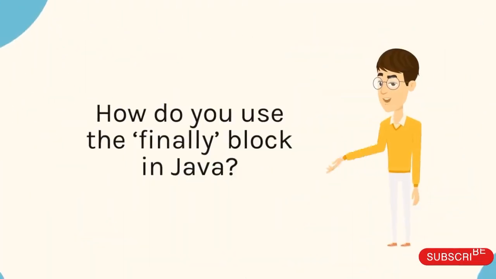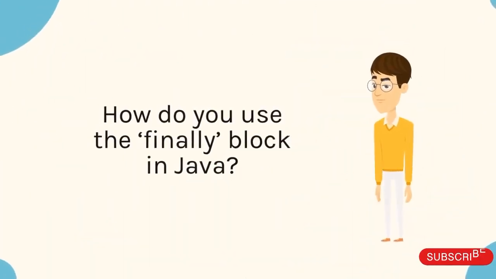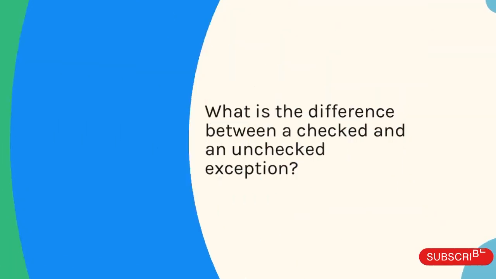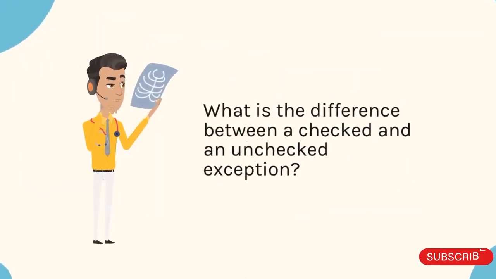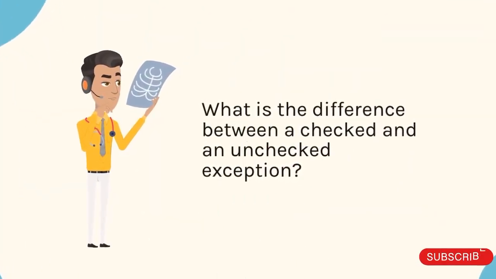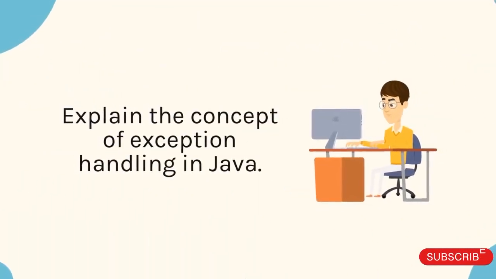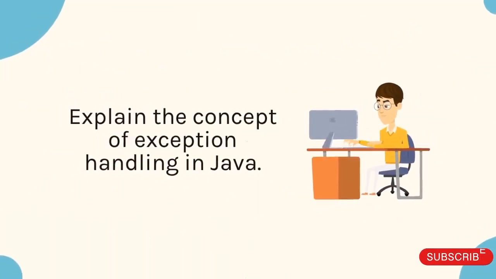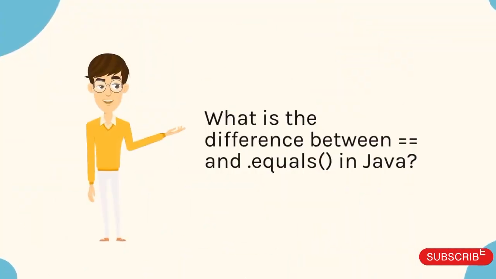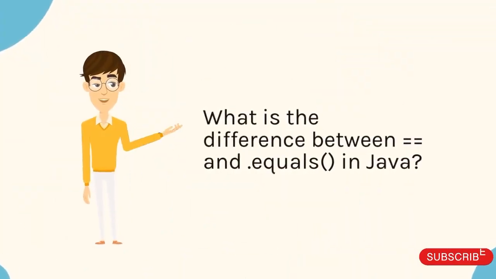How do you use the finally block in Java? What is the difference between a checked and an unchecked exception? Explain the concept of exception handling in Java. What is the difference between == and equals in Java?